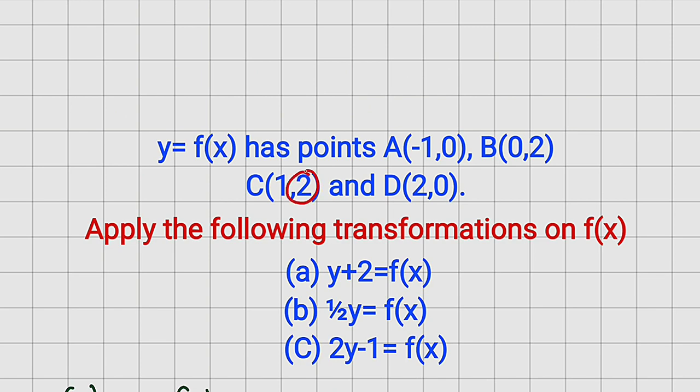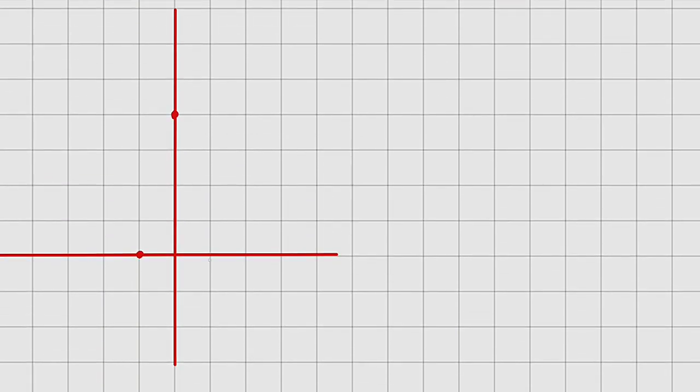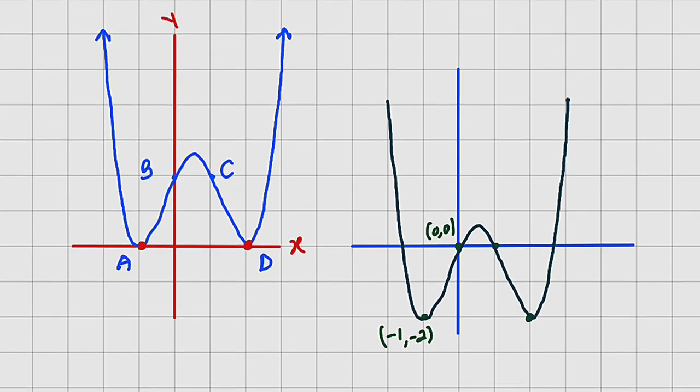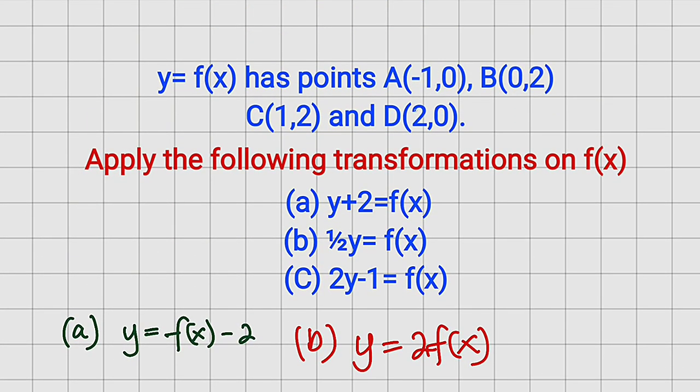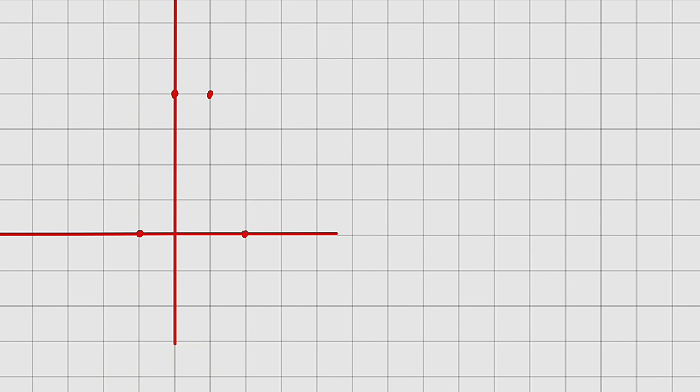We move on. This time around, the graph is going to be stretched. We have another point here under 1 comma 2. That 2 will be multiplied by 2 to become 4. So under 1 we have 4. This is 1. We locate 4. 4 is right here. Then the last point is 2 comma 0. The 0 for y will be multiplied by 2 to become 0. So we have 2 comma 0 as well. So under 2 we have 0 here.